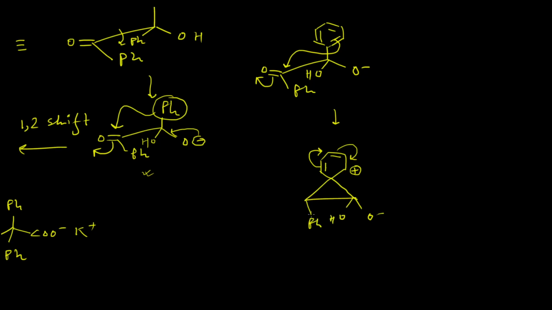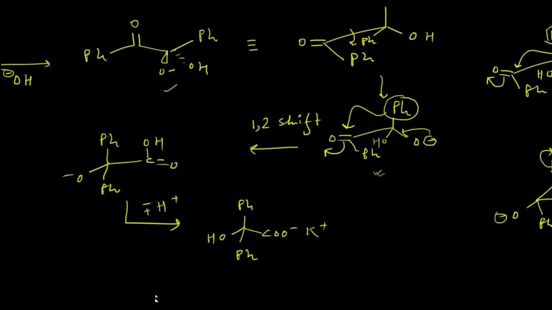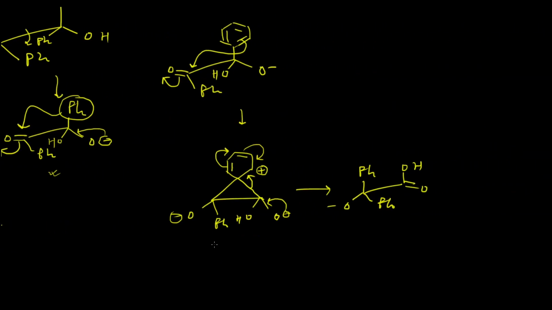And after that, this O minus will assist its complete migration from this carbon atom to this carbon atom. So it will form this alkoxide ion, and after that the proton exchange will take place, which we have just seen here. So this is known as the phenonium ion.